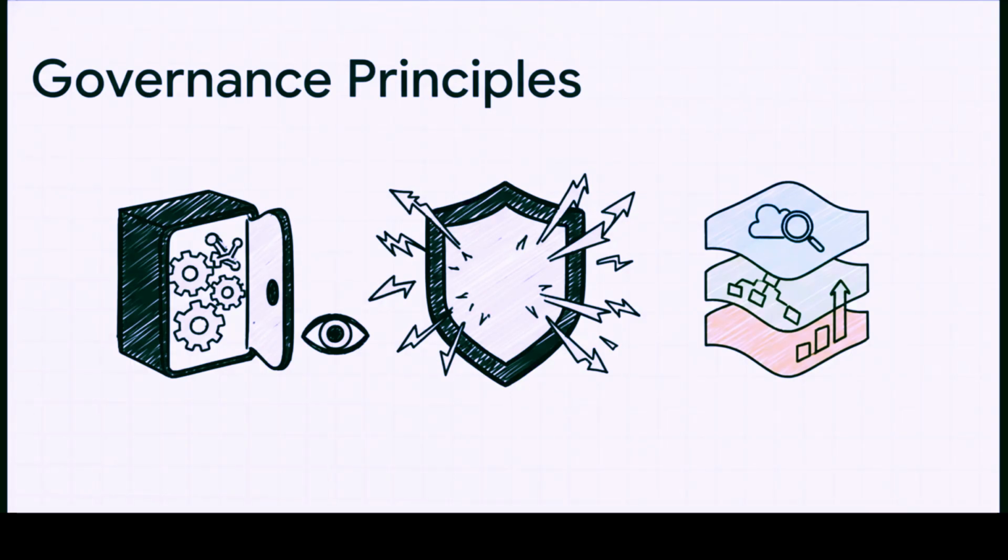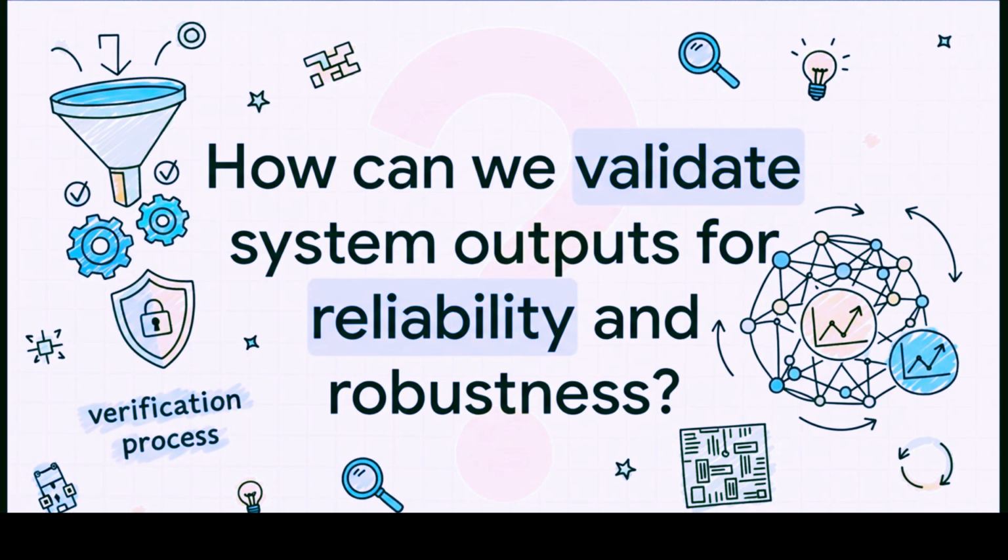To address such challenges, international standardization bodies are developing governance frameworks. These frameworks emphasize principles such as explainability, which concerns the ability to describe a system's internal mechanics, robustness, its ability to perform reliably under varying conditions, and transparency. This raises a central research question. As AI systems are integrated into critical fields, what validation methods are required to ensure their outputs are both reliable and robust? The development of rigorous verification and validation techniques remains an active area of computer science research.